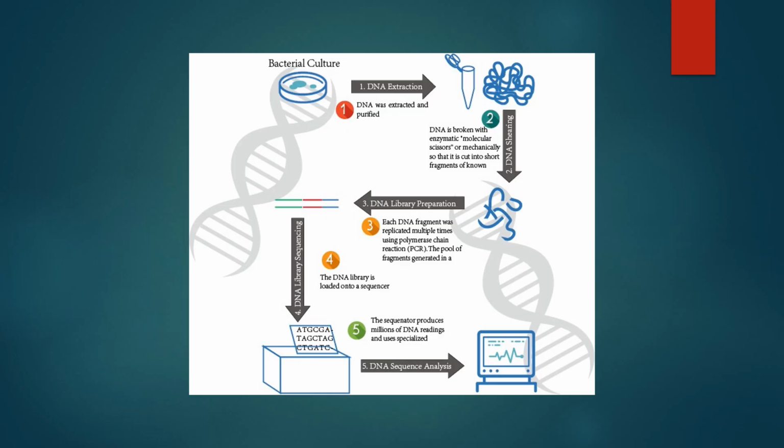So this is a pictorial representation of whole genome sequencing using a bacterial genome. As you can see here, you have a bacterial culture from which the DNA is extracted and purified, and that DNA is broken down. We call that step DNA shearing. Once the DNA is sheared, DNA library preparation is initiated, where you perform the addition of adapters. Once you have the adapter-added DNA fragments ready, we go in for sequencing. The library that has been prepared is subjected to sequencing with the help of the available sequencers. Once the sequencing is done, you get the data. The sequencer produces millions of DNA readings, which are then subjected to DNA sequence analysis to find the final outcome.